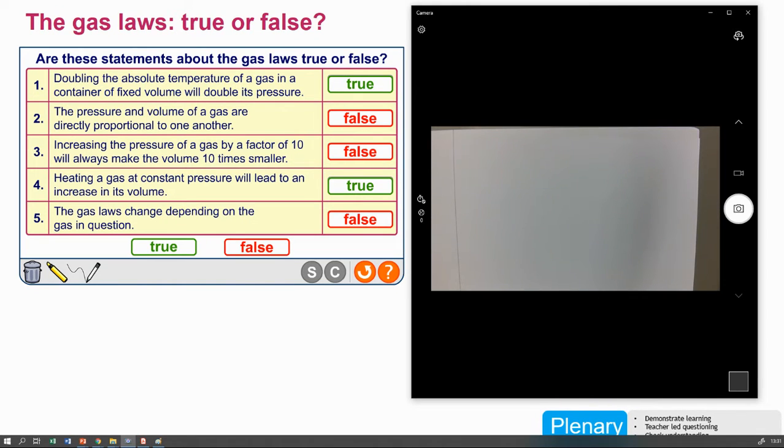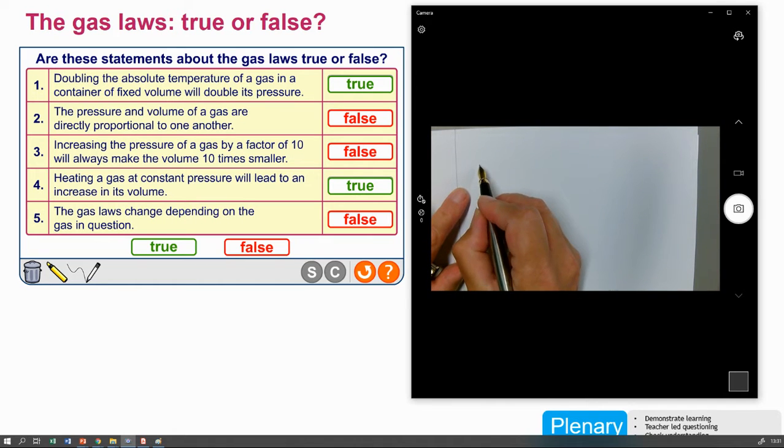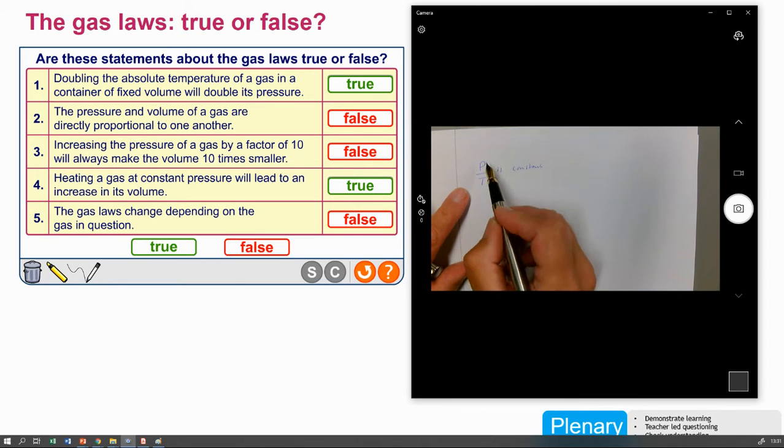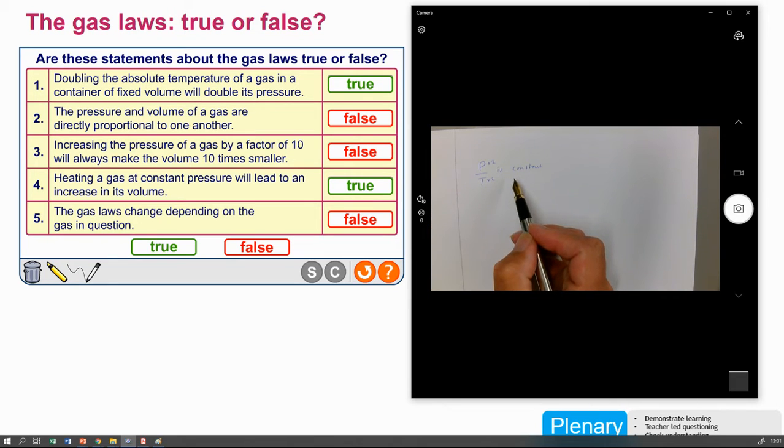Right. First one. Doubling the absolute temperature of a gas will double its pressure. Is that true? Well, I think so, because we know that P over T is a constant. So if we times that by 2, we have to times that by 2, okay? So that should do it.